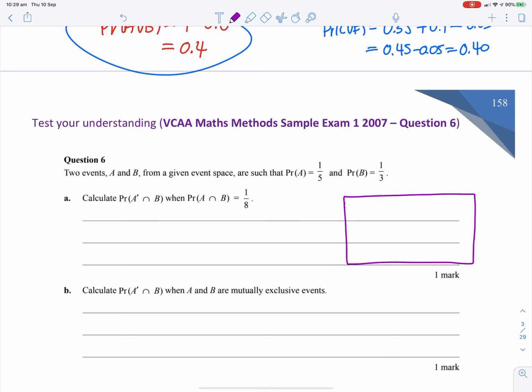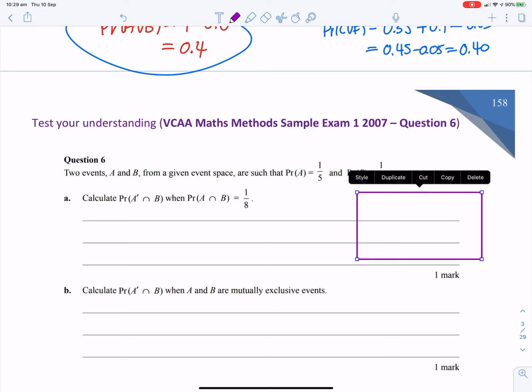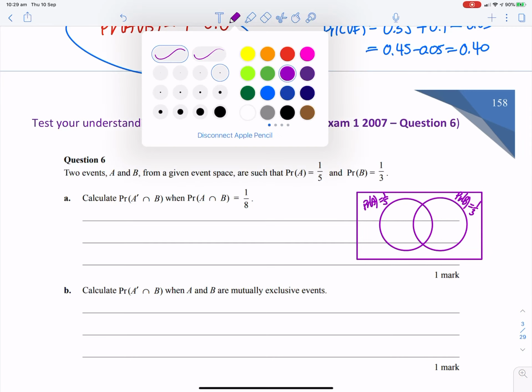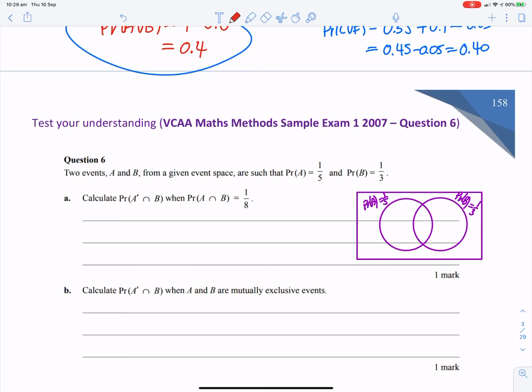So what I always do with this is draw a Venn diagram. And when I draw that Venn diagram, on the outside, I say the probability of A is 1/5, so the whole thing is 1/5. The probability of B is 1/3. It says calculate the probability of A naught intersects B. So A naught intersects B is this here, when the probability of A intersects B is 1/8.